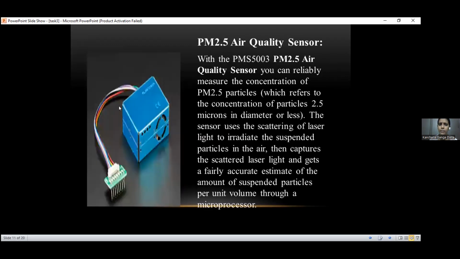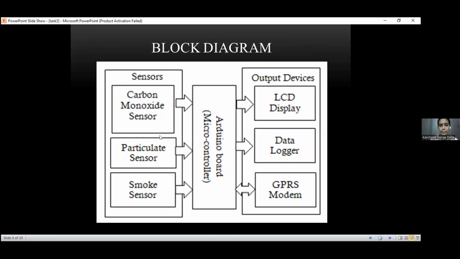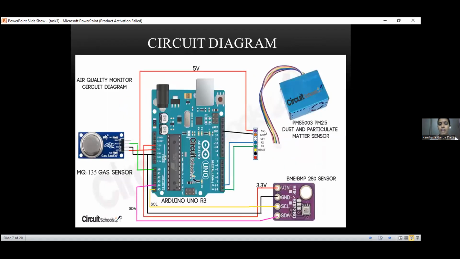Next, coming to the PM2.5 air quality sensor. This air quality sensor works mainly on dust and particulate matter. It has a dust and particulate chamber in it. In this detection chamber, whenever air flows through it, it senses what different kinds of particulate matter are present in the air and sends the required data to the Arduino board directly via the connected pins. It has a lot of pins, as we can observe in the circuit diagram: a 5 volts pin, ground pin, set, reset pin, etc.